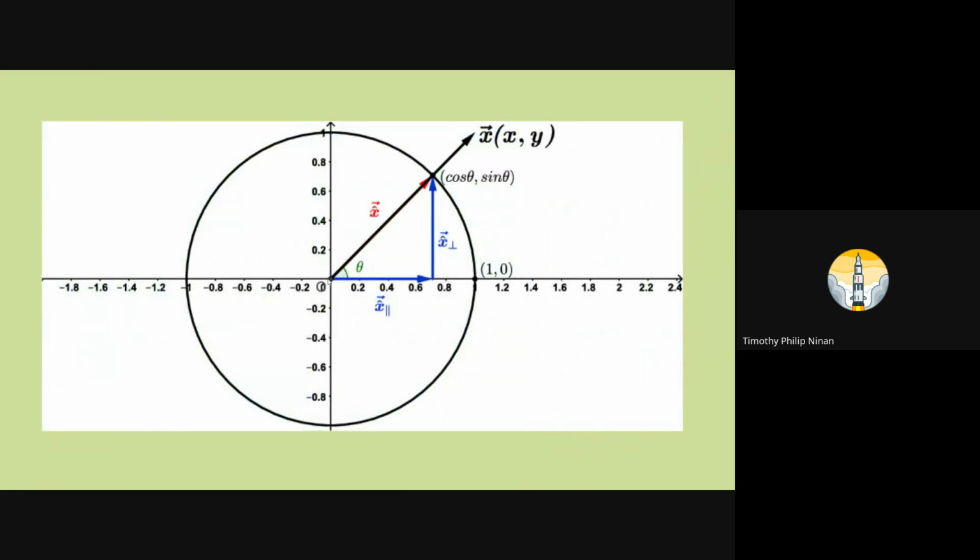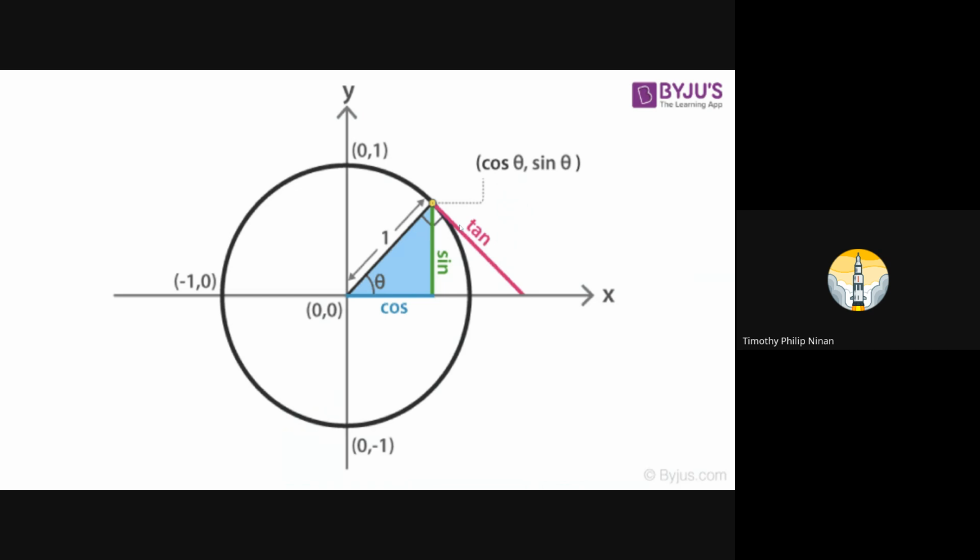We can see it over here. This is a vector. This is the x function. So x bar, x perpendicular, that is the perpendicular value to x, and the parallel value. Here we can see cos theta is going to be the x. It's going to be x comma y, right? So cos theta is the x value, sine theta is the y value. I hope this clarifies the doubt. Why is y sine theta and x cos theta?